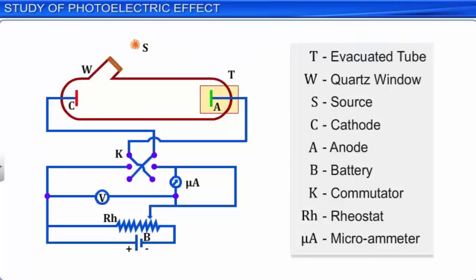Another metal plate A, called the collector plate or the anode plate, is also sealed inside the evacuated tube. A battery B is connected to the emitter and collector plate to provide the potential difference through a commutator K, which is used to reverse the polarity of the cathode and the anode. The apparatus also consists of a rheostat RH, which can be used to adjust the potential difference applied between cathode and anode, and a microammeter A, which measures the photoelectric current in the external circuit.